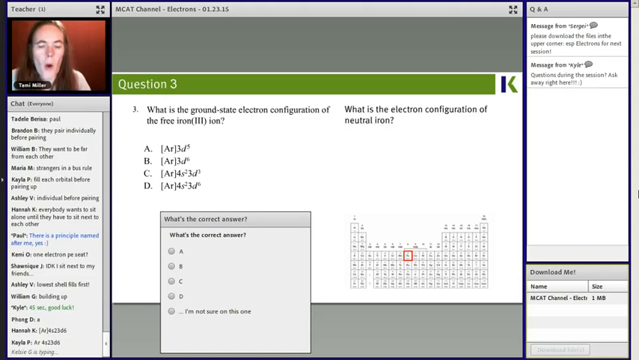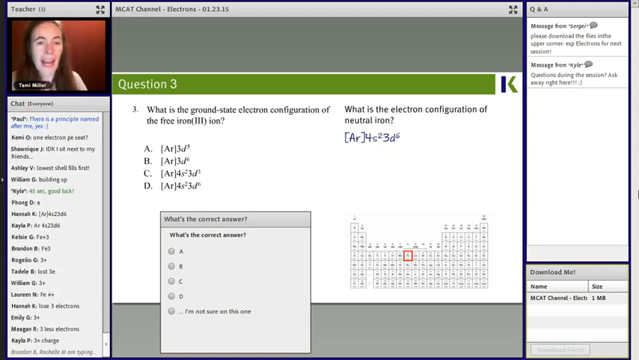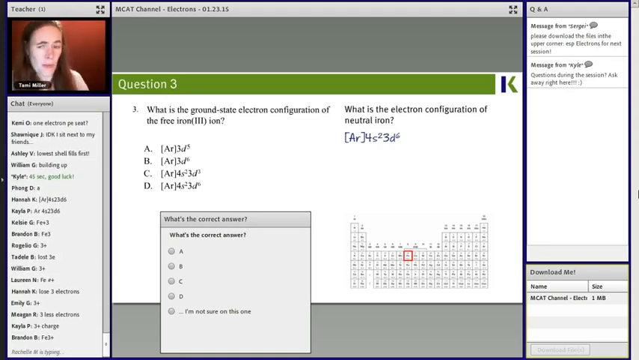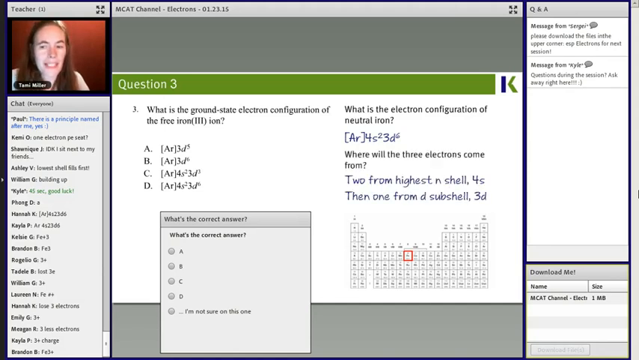Okay. What does it mean to be a free iron 3 ion? What does that mean when they say iron 3? Iron 3 plus. Okay, iron can be 2 plus, iron can be 3 plus. So I'm going to take away 3 of my electrons. The first 2 are going to come out of the 4s2. The third one is going to come out of the d. And so that's going to leave us with answer choice A.